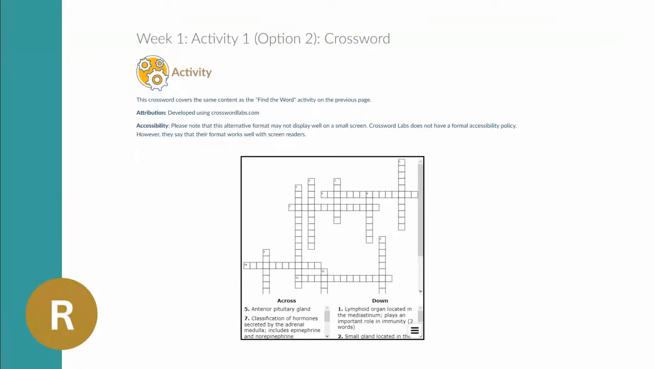And finally, we have robust. When we consider a robust system, we want our content and system to be reliable and consistent, regardless of the end user. Luckily, with Canvas, we know the system is robust to a point. It is accessible. The problem comes in when we add external tools to the LMS. One such example is crosswords.